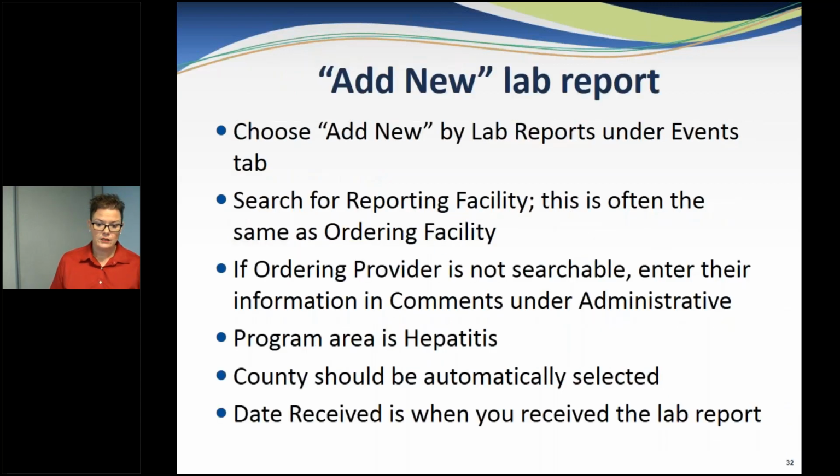To add a new lab report, choose Add New by Lab Reports under your Events tab. Search for your reporting facility. This is often the same as the ordering facility. This will not be the local health department. This will be a hospital or a provider. If the ordering provider is not searchable, enter their information in comments under Administrative. For your program area, you're going to choose hepatitis. Your county should be automatically selected. And the date received is when you received the lab report.